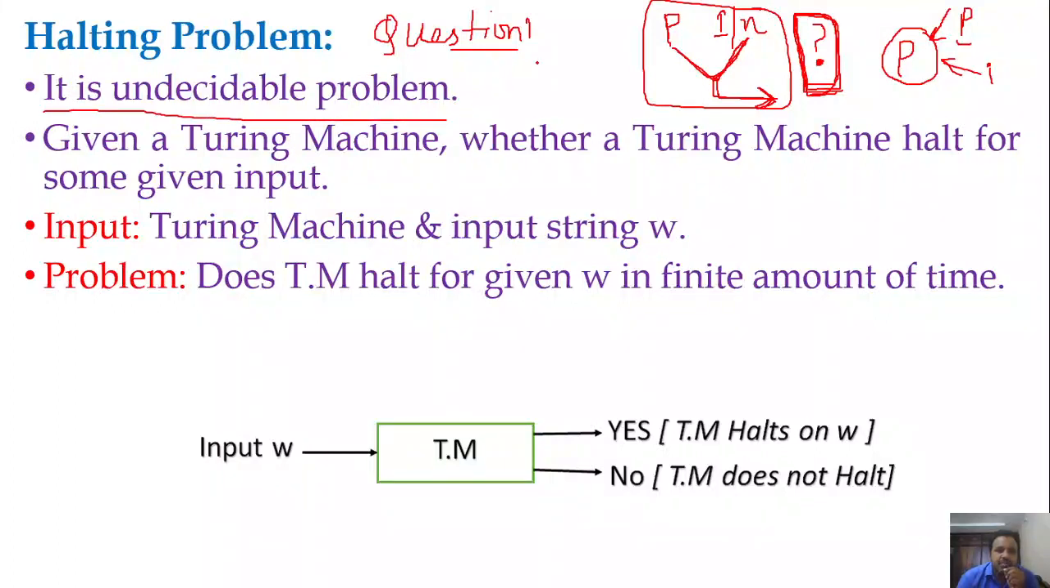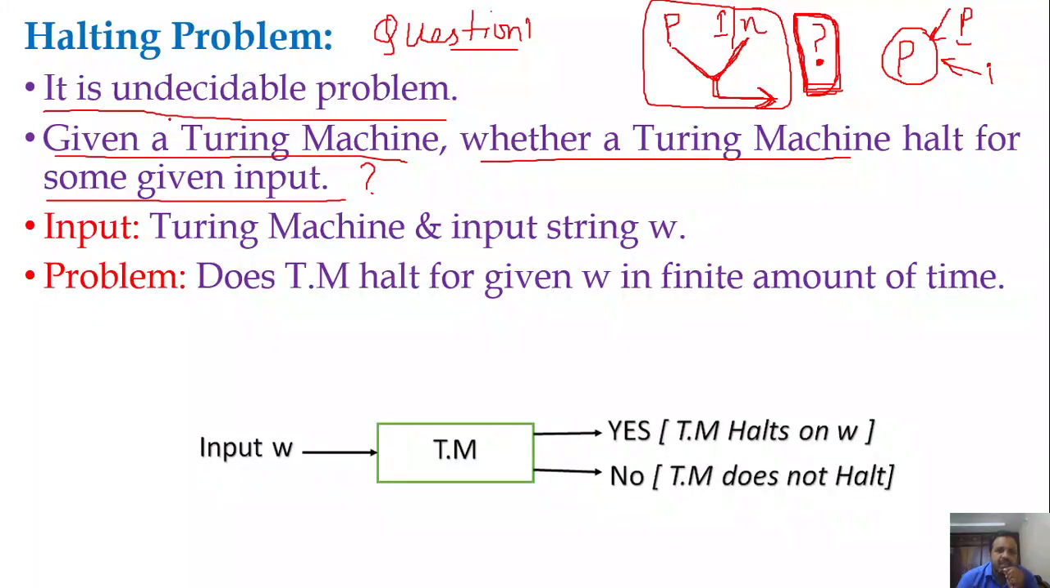Because for a given program along with an input, we cannot identify whether that program gives an output or enters into an infinite loop, or we cannot design an algorithm that checks that property. So that's why this problem is considered an undecidable problem. Here, given a Turing machine, the question is whether the Turing machine halts for some given input, or it may enter into an infinite loop.